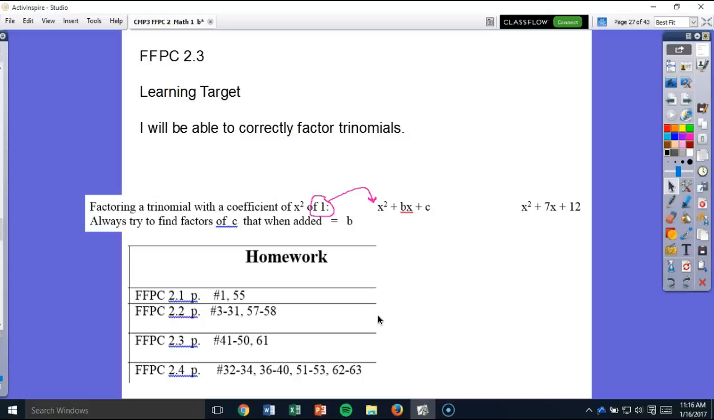Our learning target today is that I will be able to correctly factor trinomials. ACEs questions for 2.3 are numbers 41 through 50 and number 61.